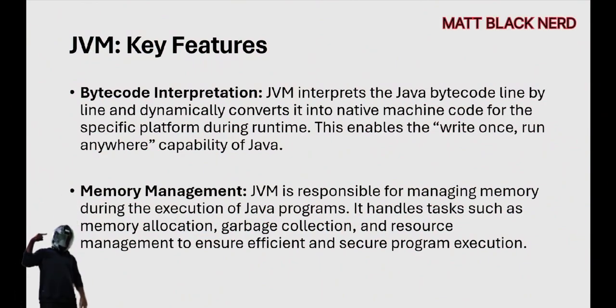Bytecode interpretation. JVM interprets the Java bytecode line by line and dynamically converts it into native machine code for the specific platform during runtime. This enables the write once and run anywhere capability of Java. Memory management. JVM is responsible for managing memory during the execution of Java programs. It handles tasks such as memory allocation, garbage collection, and resource management to ensure efficient and secure program execution.